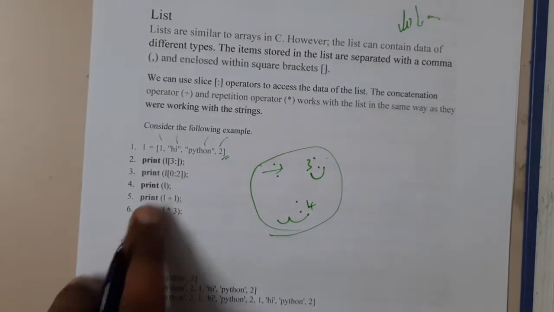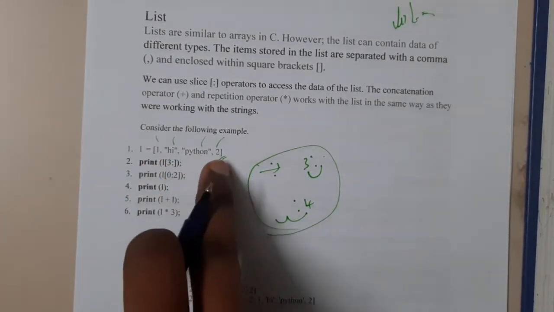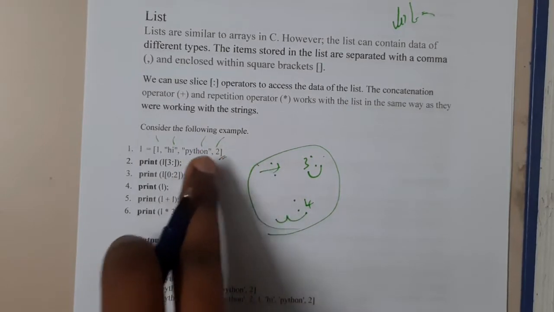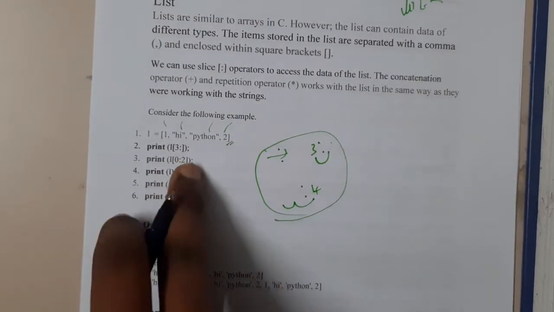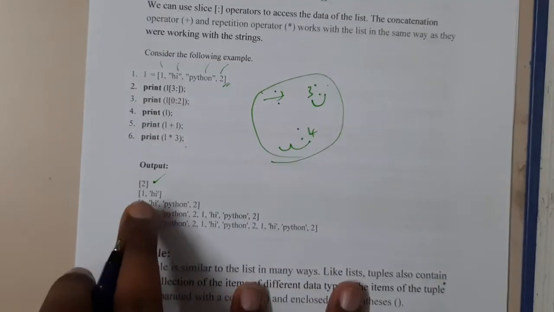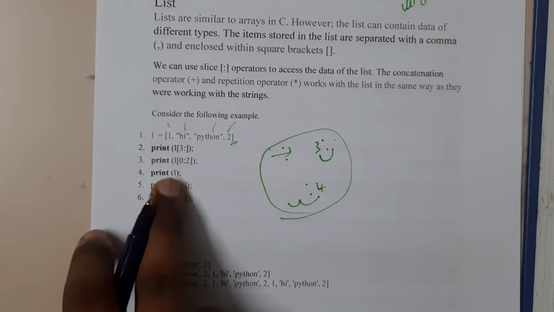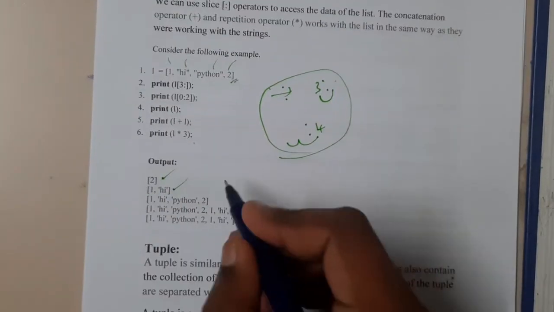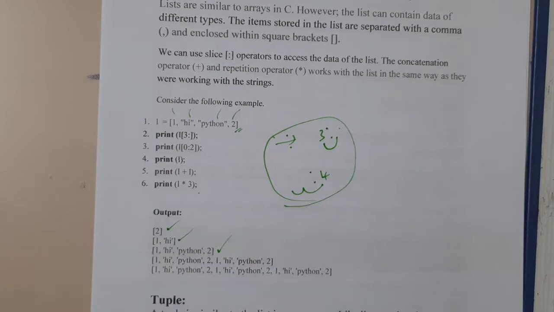So 3: means index 0, 1, 2, 3. After 2 there is nothing, so it will print only 2. Okay, so that's what we got here. Similarly, 0 to 2 means 0 and 1 will be printed: 1 and hi. Yes, exactly. Again after that we print the whole list. After that we wrote print L plus 1.